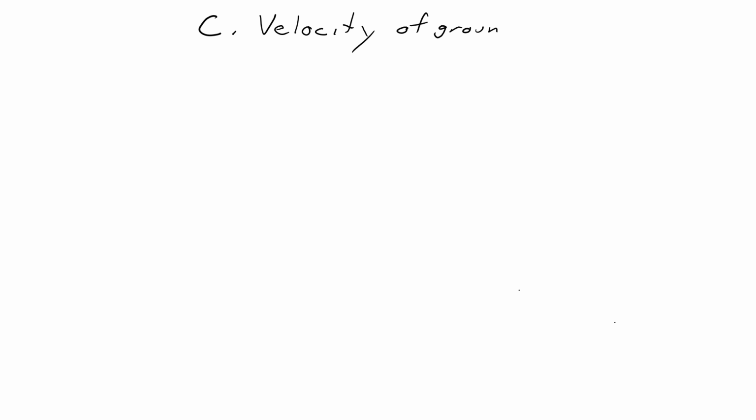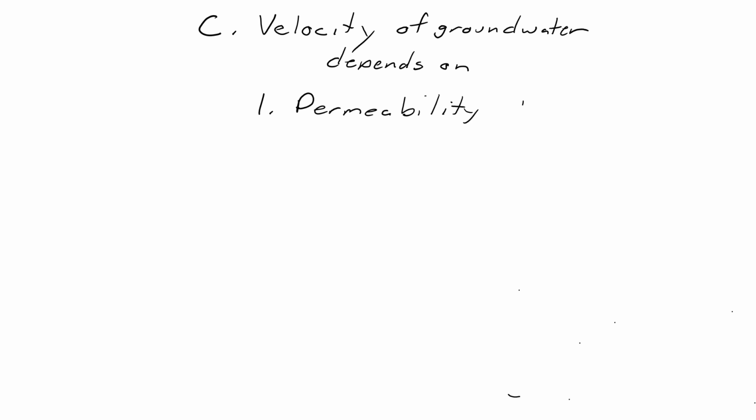The velocity of groundwater movement depends on a couple of variables. One of the main controls is the permeability. If it's highly permeable, it can move faster. So when your permeability is high, your velocity is also high.